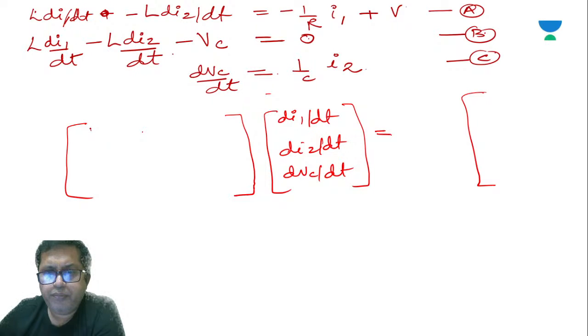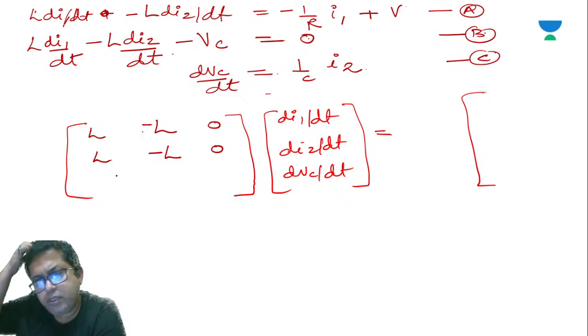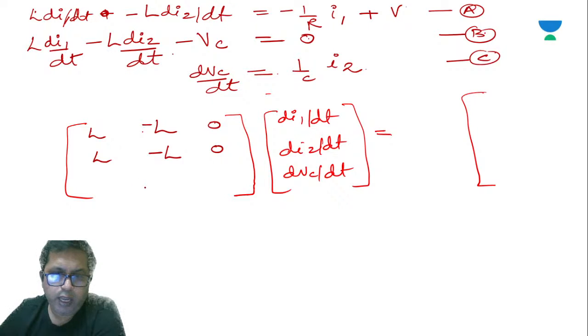In equation A, di1 term is L, di2 term is minus L, dvc term is 0. Similarly, in equation B, di1 term is L, di2 term is minus L, vc term and dvc term are 0. Okay, dvc term is 0. Next is the third equation. There is no di1 term, no di2 term. The dvc term is how much? 1.